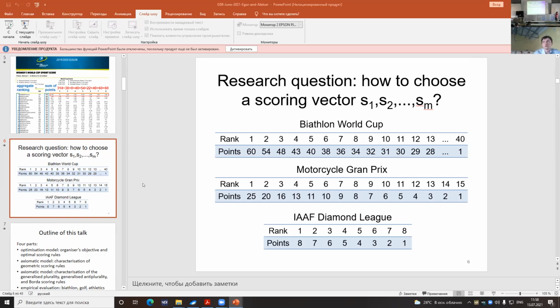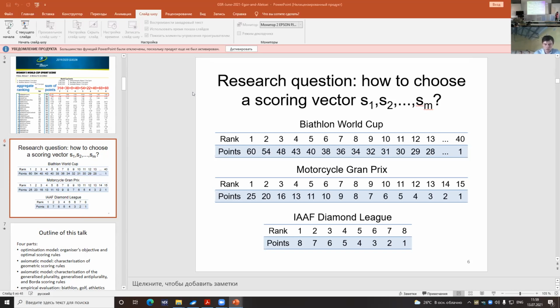in which for the first position in each race, a competitor gets 60 points. For the second position in a race, a competitor gets 54 points, then 48, 43, and so on. And 1 point for the 40th position, and 0 points for all positions below 40. In motorcycle Grand Prix, the organizers use another scoring vector, which is also fixed for every motorcycle event during the season, with other points for each position, and so on.